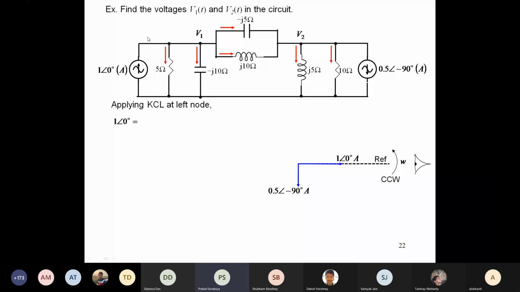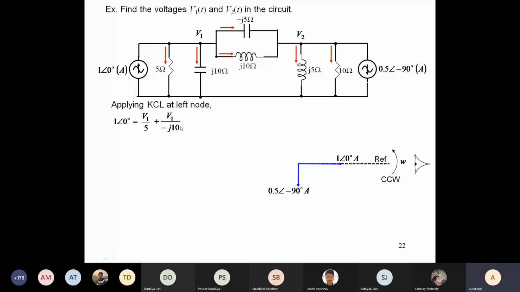What is the first V1 outgoing? V1 by theta 1, V1 by 5, then V1 by 5 plus V1 by minus J10. So this is outgoing. You have to be very careful about what I am writing: V1 by minus J10. But here there is a plus.